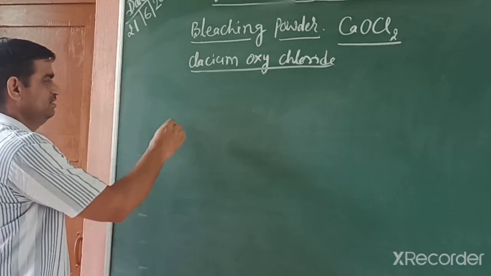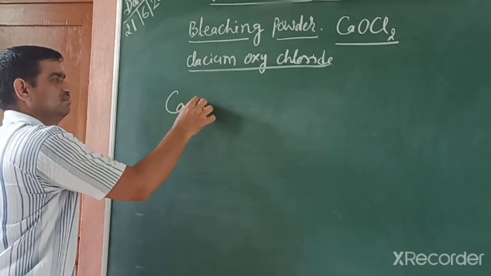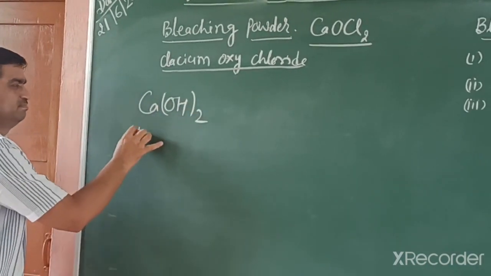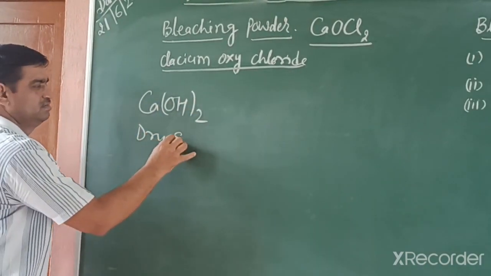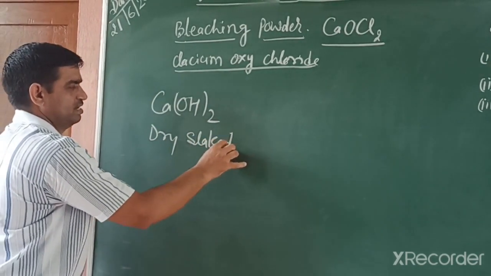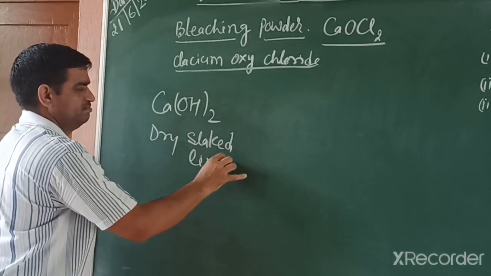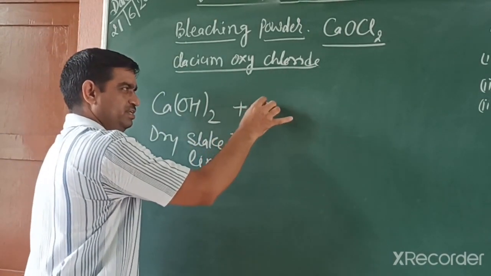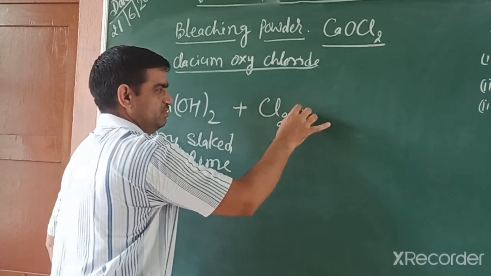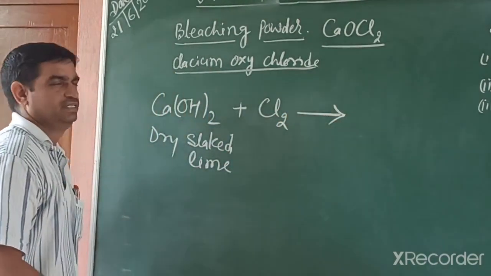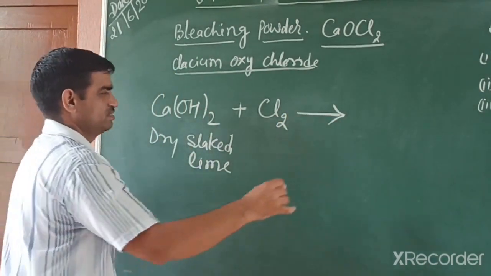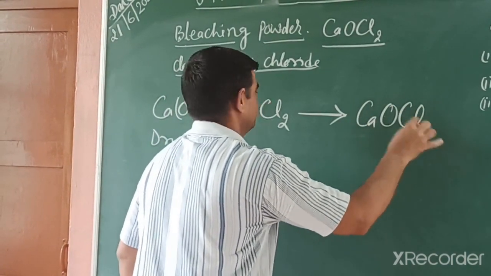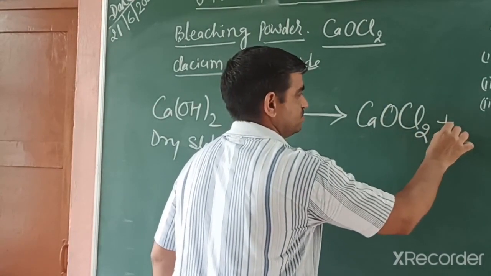We write the reaction. Dry slaked lime, when we pass chlorine gas on this, is converted to bleaching powder, calcium oxychloride, plus water.